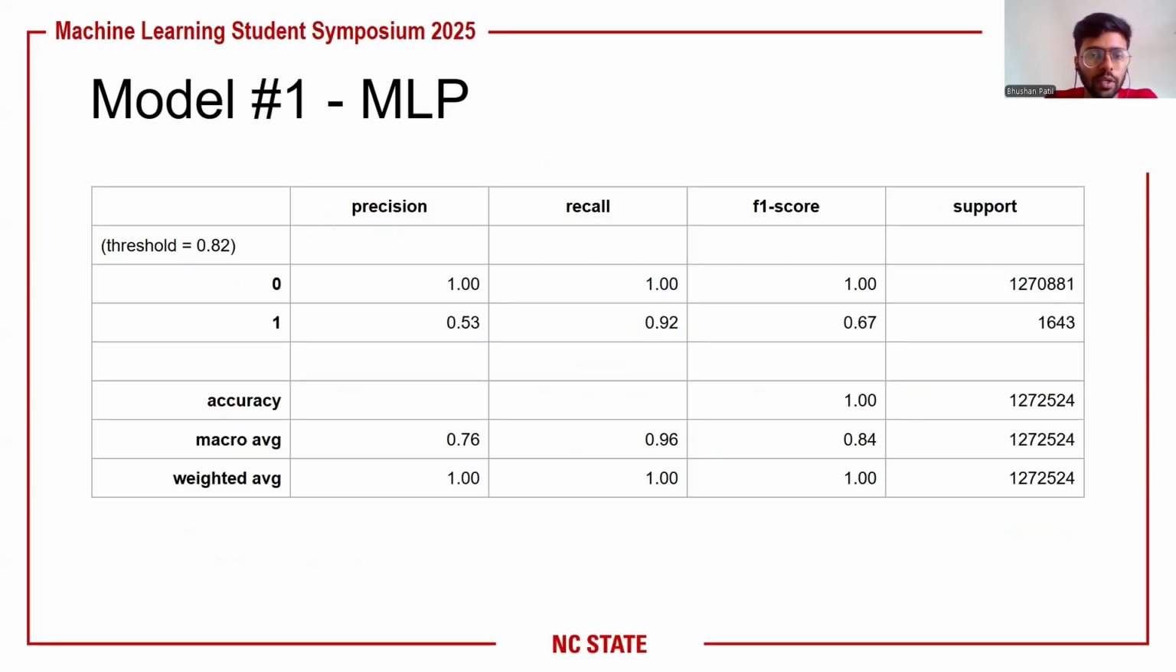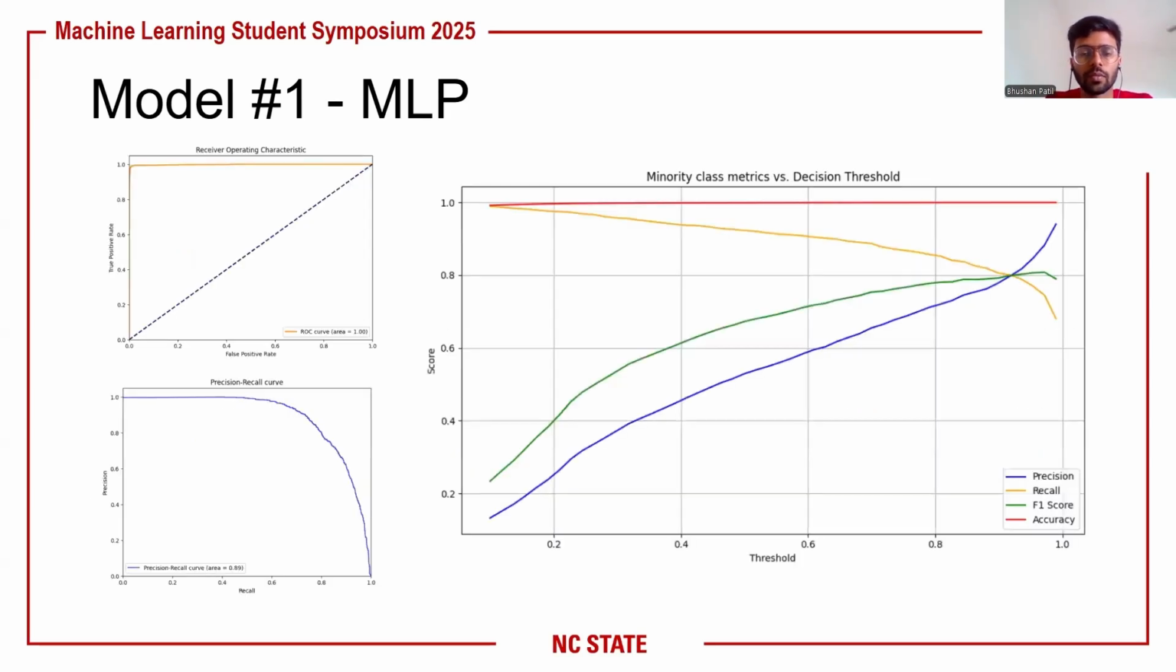Now, these are the metrics. At a threshold of 0.82, MLP achieves 92% recall and 53% precision on fraud, compared to random forest, which had 95% precision, but only 72% recall. MLP trades a few false alarms for catching more frauds. The macro F1 score is 0.84. The overall accuracy is high, though skewed due to class imbalance. Now here comes the ROC curve, PR curve, and threshold tuning.